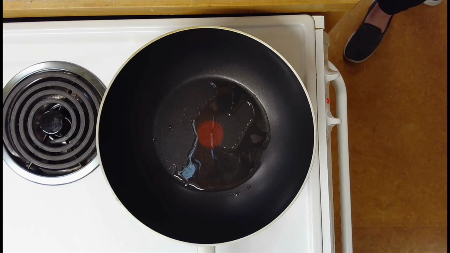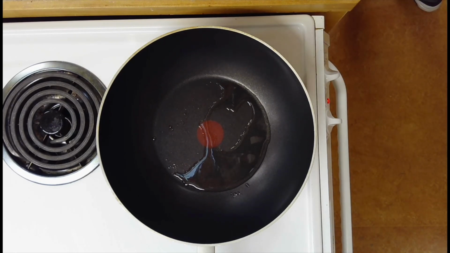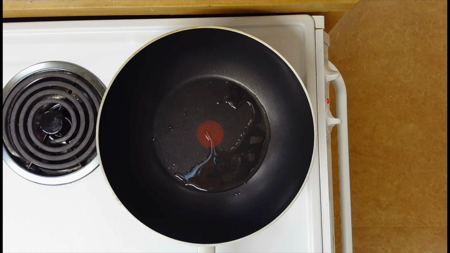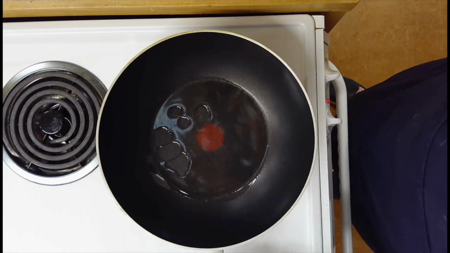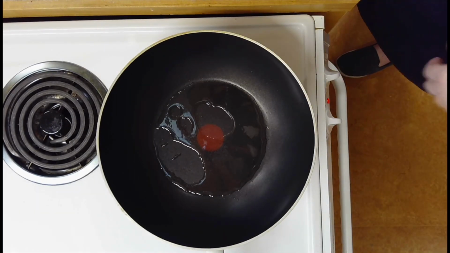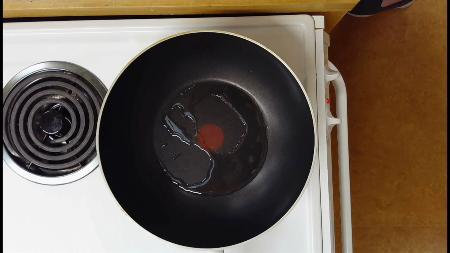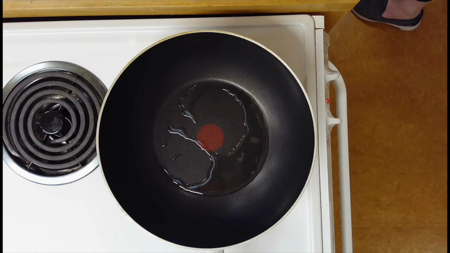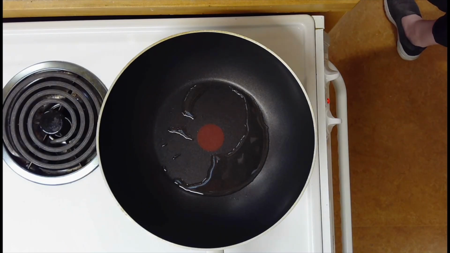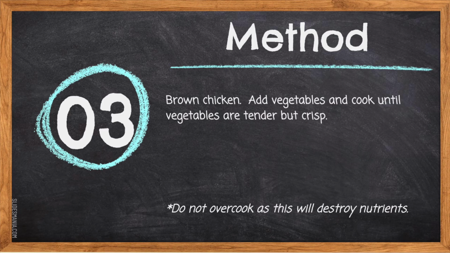Oil needs to be very hot, or else the chicken protein will stick all to the bottom of the wok. It'll make it really hard to detach, so it has to be the right temperature. Make sure you take some water droplets and flick them into the pan and listen for the sizzle sound. Step 3. Brown chicken. Add vegetables and cook until vegetables are tender but crisp.